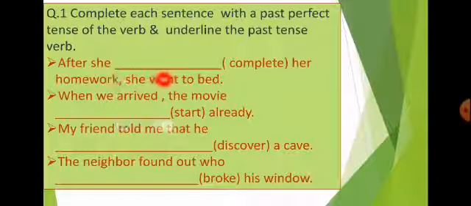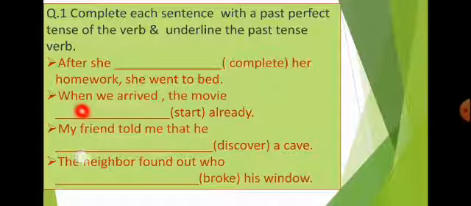After she dash complete her homework, she went to bed. After she had completed, third form of the verb, completed is the third form of the verb of complete. After she had completed her homework, she went to bed. In this sentence, we will underline went. That is the past tense verb, means second form of the verb.